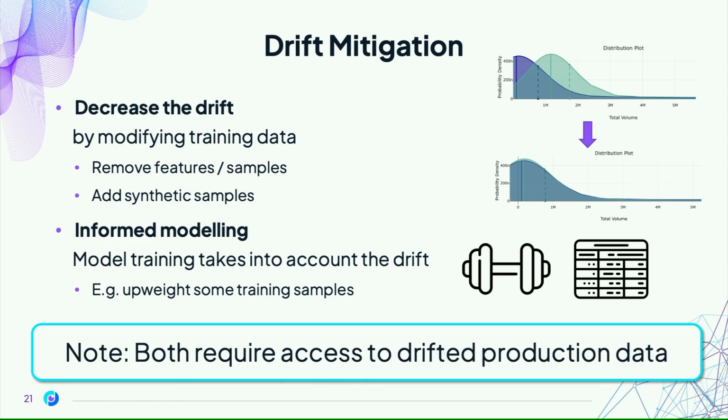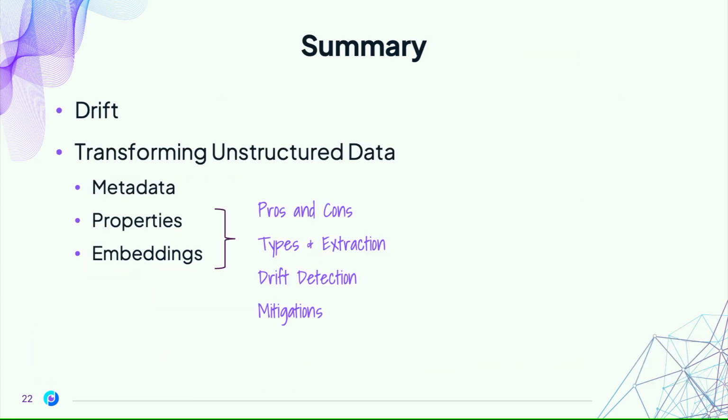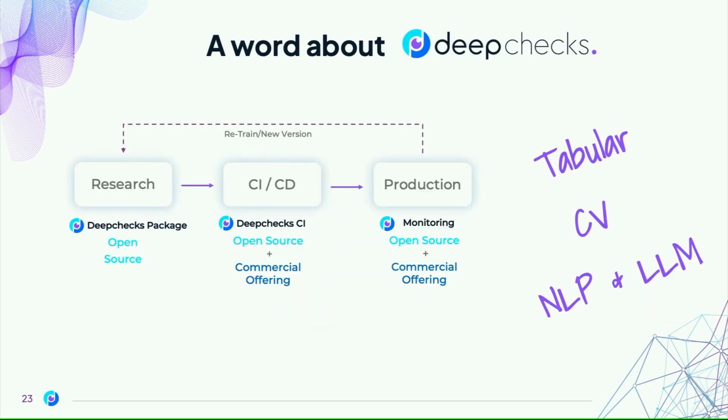Of course, all of this requires access to production data, but that's something I assume you have because you were able to detect the drift. Cool, so to wrap up, we talked about what is drift and how you can detect it. We dove deeper into unstructured data and how you can break it down into components, metadata, properties, and embeddings in order to detect and explain the source of drift.